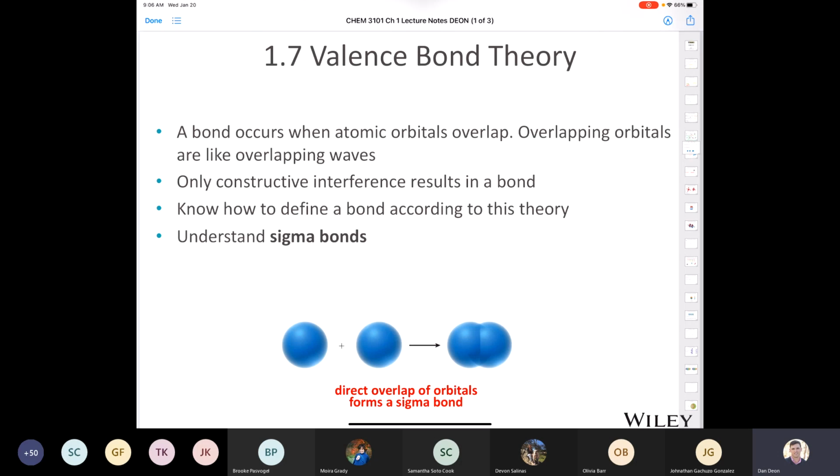It says here, and I'm starting at the top, a bond occurs when atomic orbitals overlap. That's why it's important that you know what an s orbital is and a p orbital. Overlapping orbitals are like overlapping waves. Waves can overlap in phase, which we call constructive interference or constructive overlap, and they can also overlap out of phase. Only constructive interference, not destructive interference, results in a bond. So know how to define a bond according to this theory, and you should understand sigma bonds.